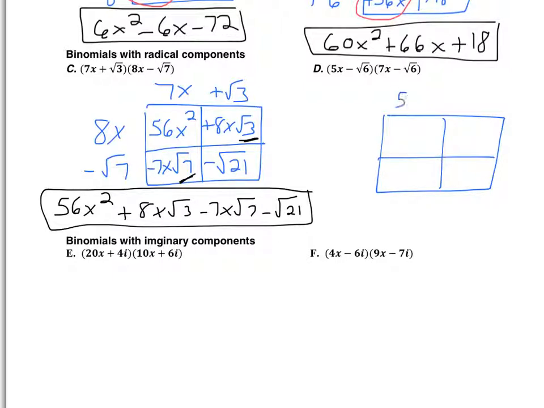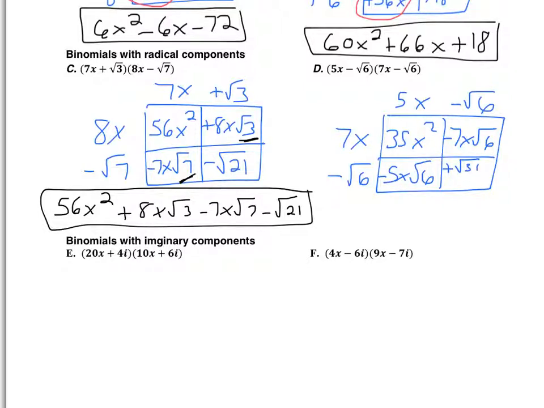We have 5x minus root 6 and 7x minus root 6. 7 times 5 is 35x squared. 7x times negative root 6 is negative 7x root 6. Negative root 6 times 5x is negative 5x root 6. And negative times negative is a positive. Root 6 times root 6 is root 36. Square root of 36 is a positive 6.